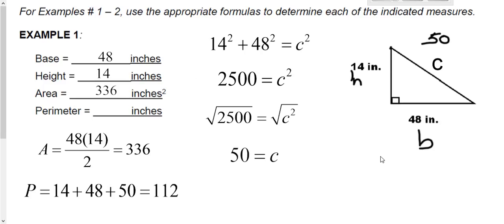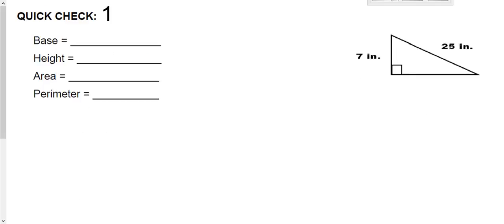Okay? So area and perimeter. Area is base times height divided by 2. Perimeter, add up all the sides. So we'll see some different problems coming up. Let's see, what do I have now? This is the quick check. So this is the end of this first video.